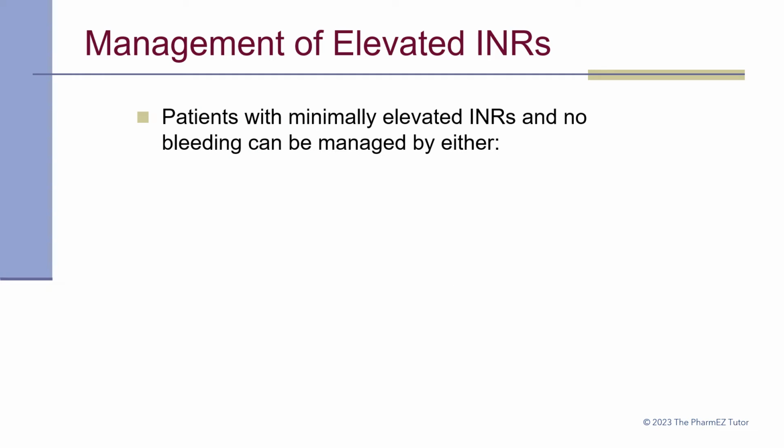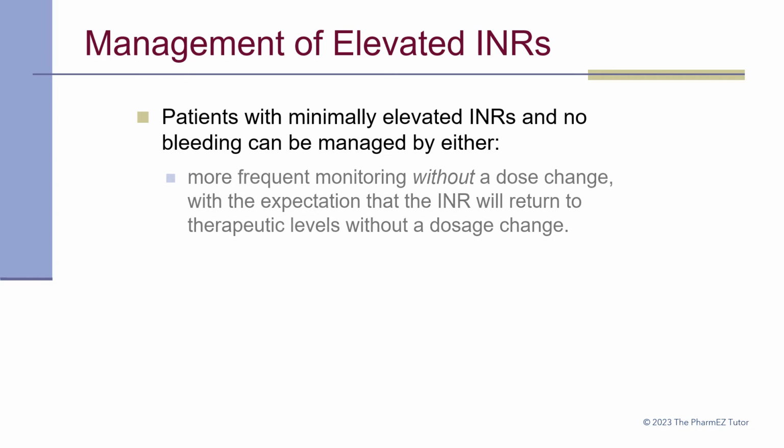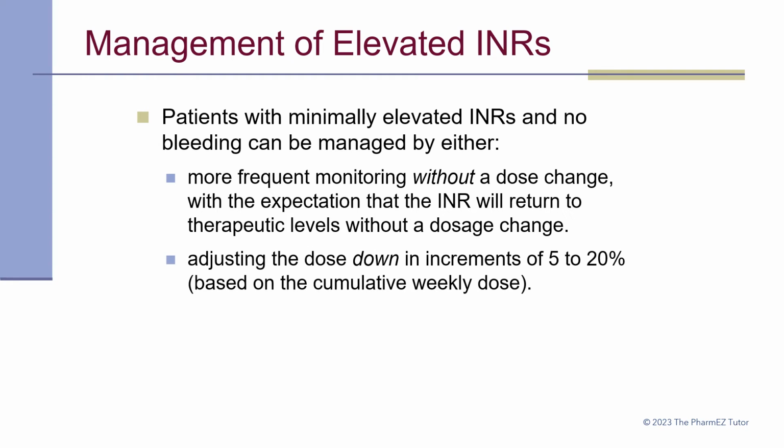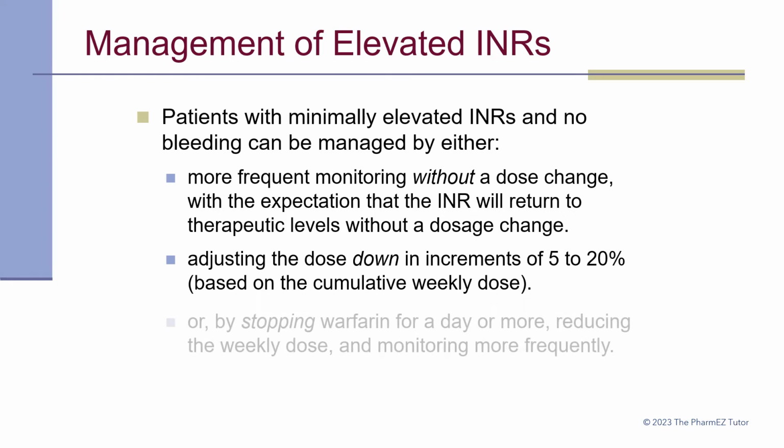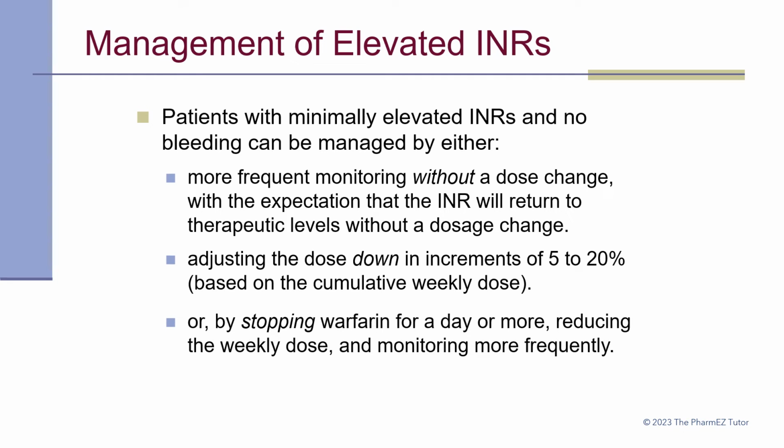Patients with minimally elevated INRs and no bleeding can be managed by either more frequent monitoring without a dose change, with the expectation that the INR will return to therapeutic levels without a dosage change, adjusting the dose down in increments of 5 to 20% based on the cumulative weekly dose, or by stopping warfarin for a day or more, reducing the weekly dose, and monitoring more frequently.